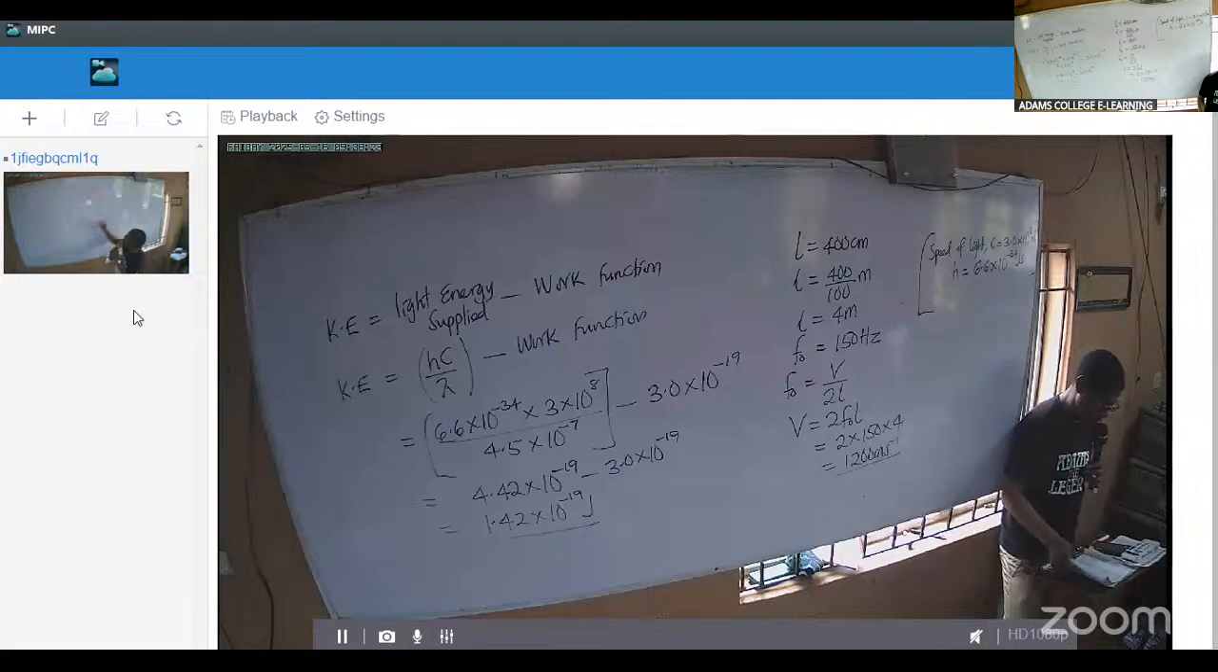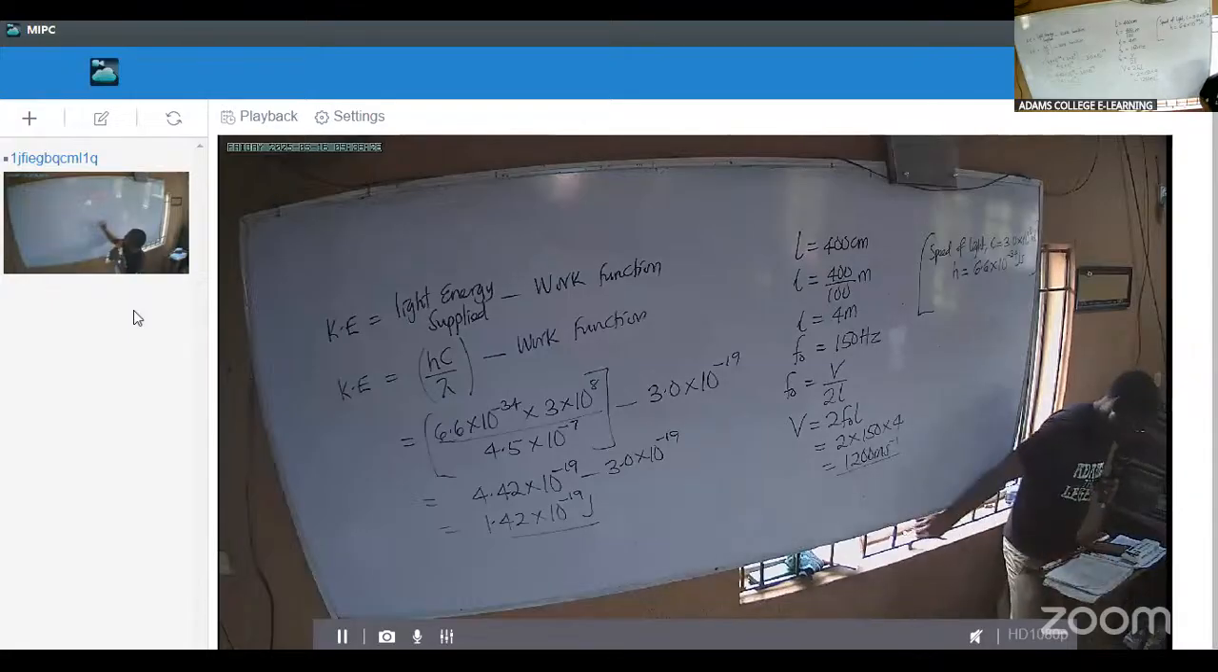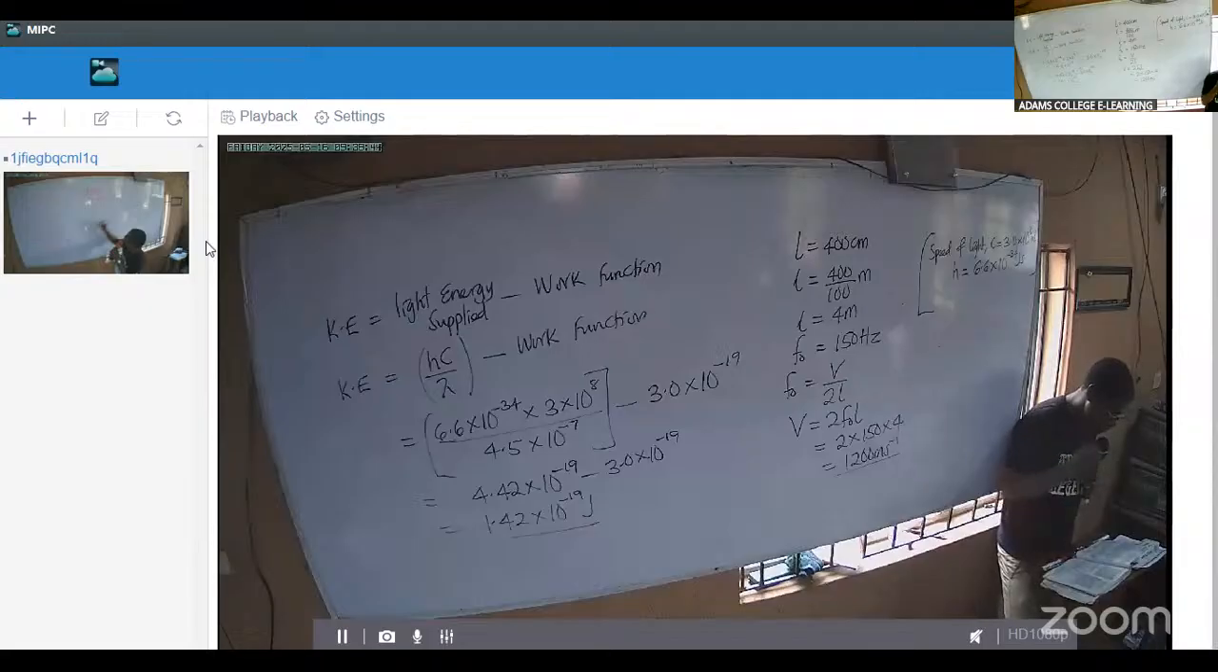Let's go. We're revising. Number 8. An object is placed at a distance x.